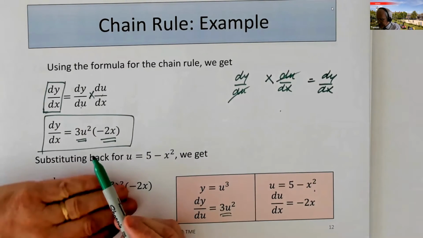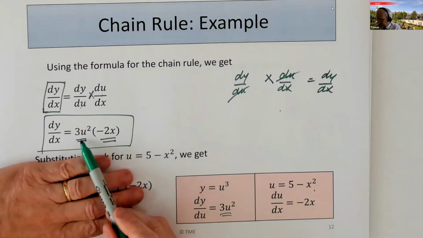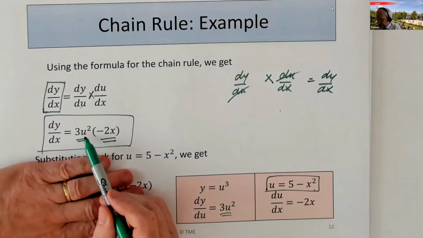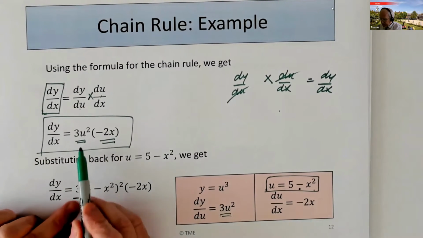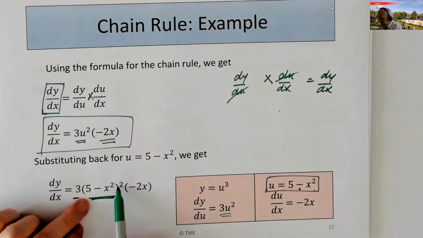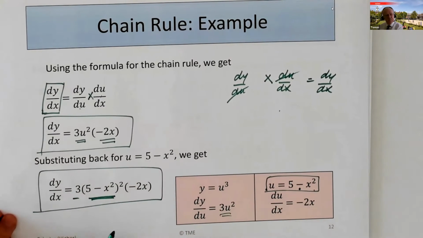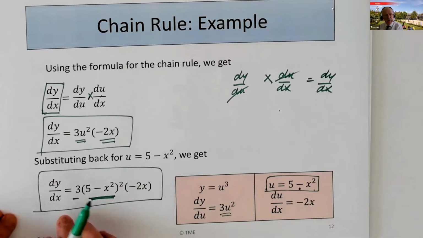But there's a small problem with this answer in that the u is there. And I can't have u there because I made that up. But u is equal to 5 minus x squared. So if I put that back in, and everywhere there was a u, I put in 5 minus x squared, I'd get 3 times 5 minus x squared, squared, by minus 2x. And now I've got dy dx just in terms of x's on the right-hand side. And now I've solved it.